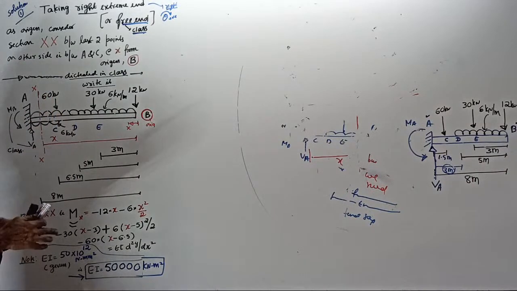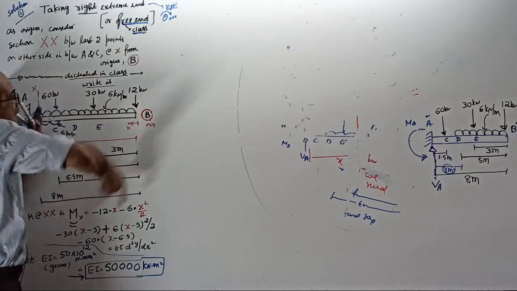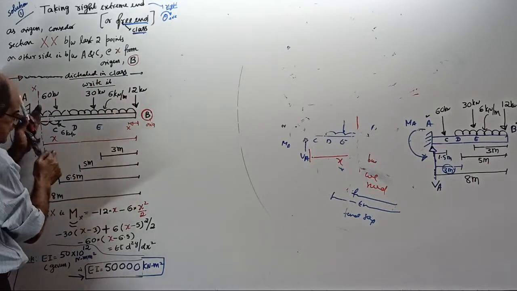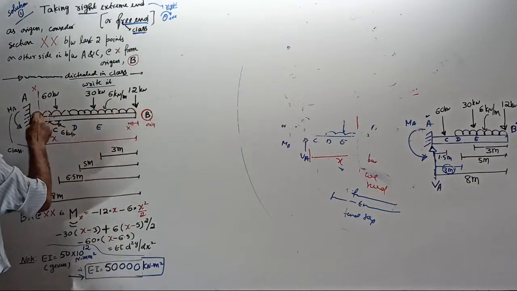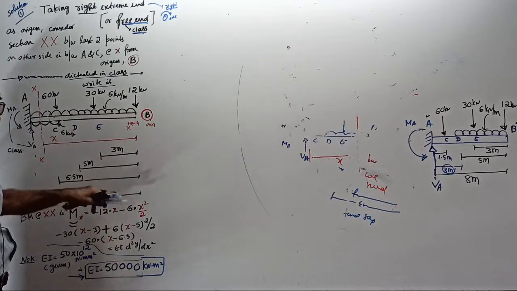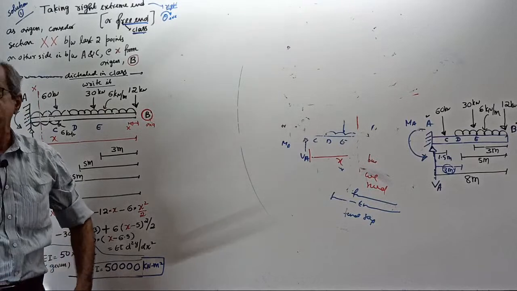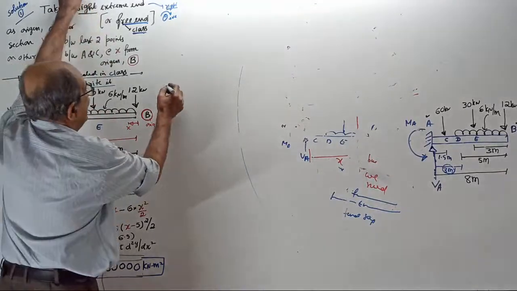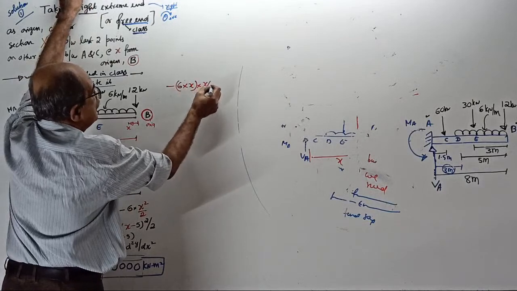Write the equation for bending moment here. See, start. Look at this side. Support reaction not required. Minus 12 into x. Don't see here. Minus 6 into x is the total UDL into x by 2. You write there: minus 6 into x is the total load into x by 2.